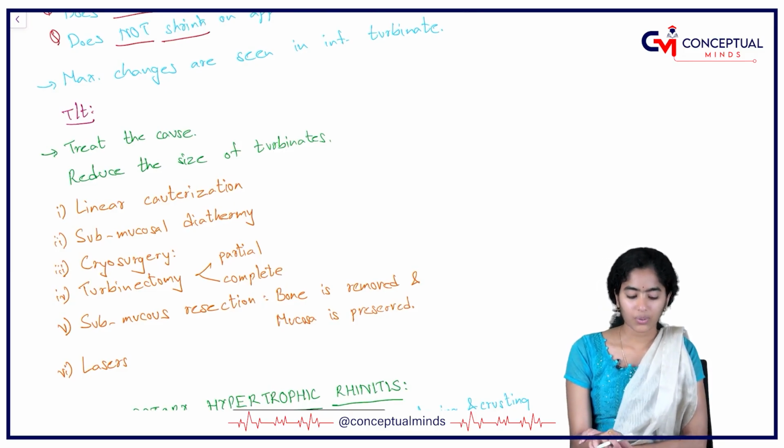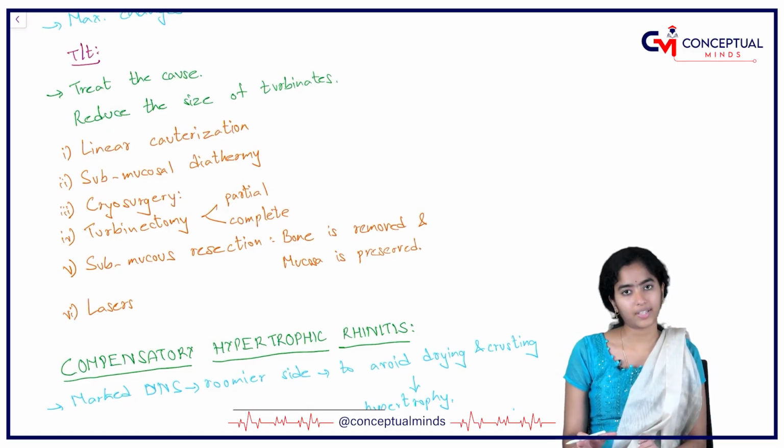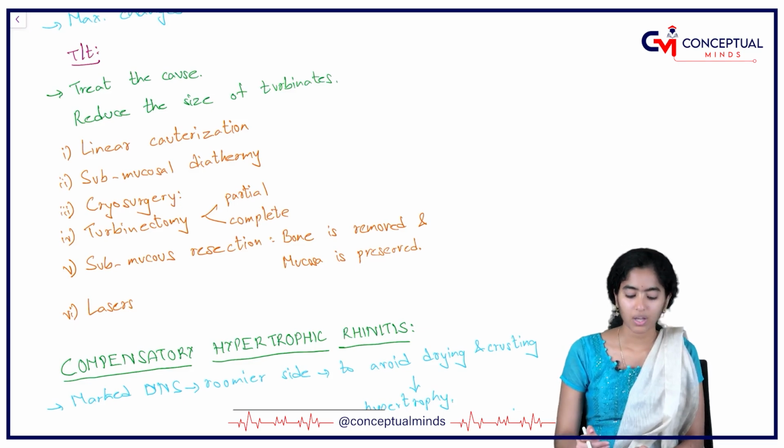And then we have to treat the cause, plus we have to reduce the size of turbinates. How can we reduce? By applying cautery, by applying diathermy, cryosurgery or surgical resection. Turbinectomy can be done. Submucous turbinectomy is a better option. Submucous resection, so that the mucosa is preserved and only the bone is resected. And of course, lasers are also being applied nowadays.